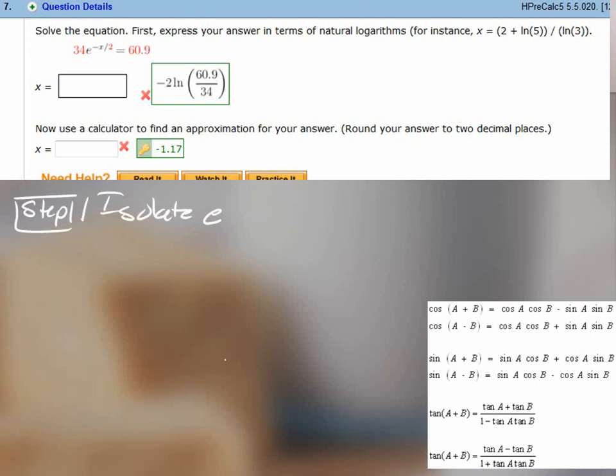The first step is to isolate the term with an e. That 34 is keeping that term with the e from being by itself. So the first thing you need to do is wipe out that 34 from both sides by dividing. So divide both sides by 34. Those cancel on that side. Don't simplify it, because if you simplify it, you won't have your answer in terms of natural logs.